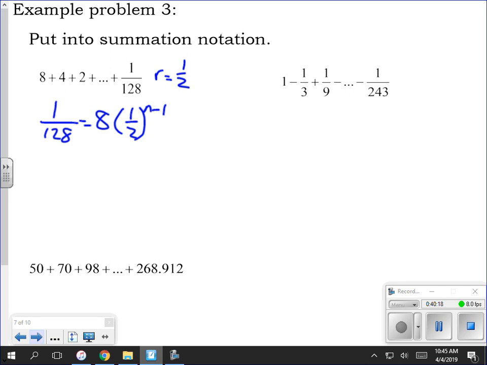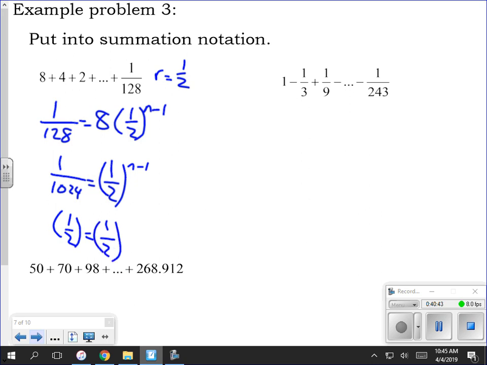1/128 divided by 8 is 1 over 1024. How did you do it? I divided both sides by 8. I typed it in as a fraction. So I get 1 over 1024 is equal to 1/2 to some power. So what I want to do is write 1 over 1024 as 1/2 to some power. And it's not nearly as hard as it looks, because 1 to any power is 1. I've just got to figure out what power of 2 is giving me 1024.